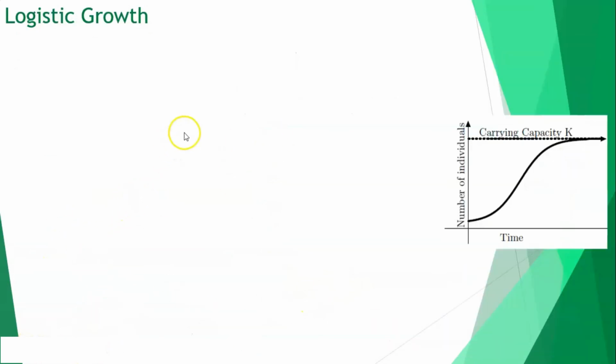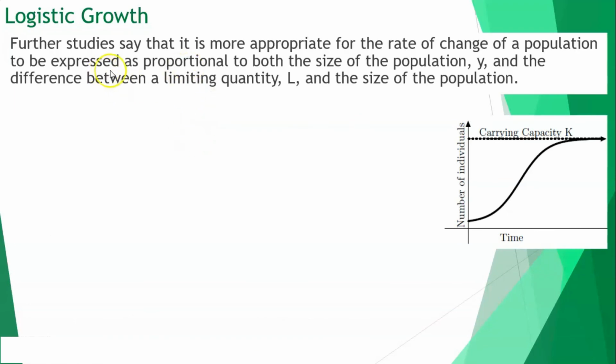Okay, let's have this logistic growth. Further studies say that it is more appropriate for the rate of change of a population to be expressed as proportional to both the size of the population, y, and the difference between a limiting quantity, L, and the size of the population. So that would mean dy over dt is equal to ky times the limiting quantity minus the size of the population y.